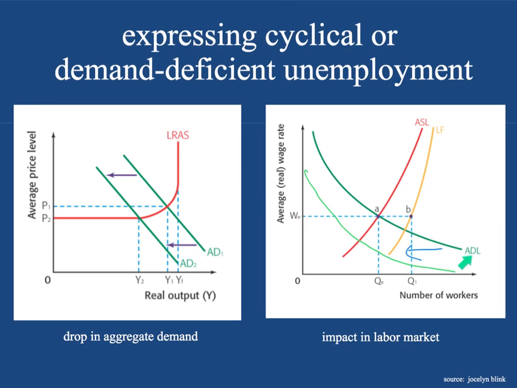Remember, ADL represents firms' interest in hiring people, and you're going to see an inward shift of the aggregate demand for labor curve as a result of a drop in aggregate demand in the economy. Okay? If that doesn't make complete sense to you, take a look at the other video expressing cyclical or demand deficient unemployment in the marketplace.